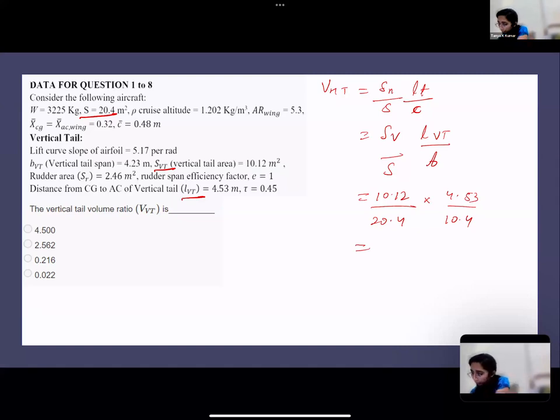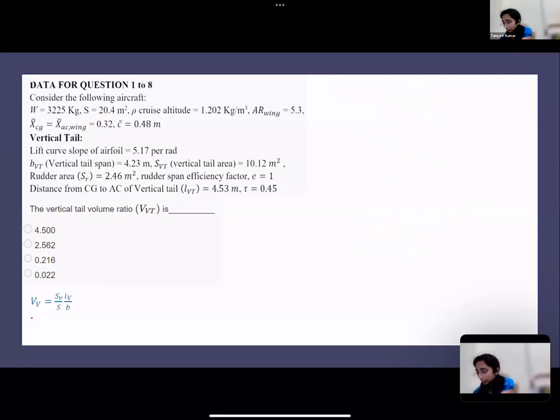Zero 0.216. Yeah, 0.216. I'm getting something like that. Okay, so that is close to 0.216. Correct. So this is how you find the vertical tail volume ratio. Okay. Next question. So this was the equation that we used.